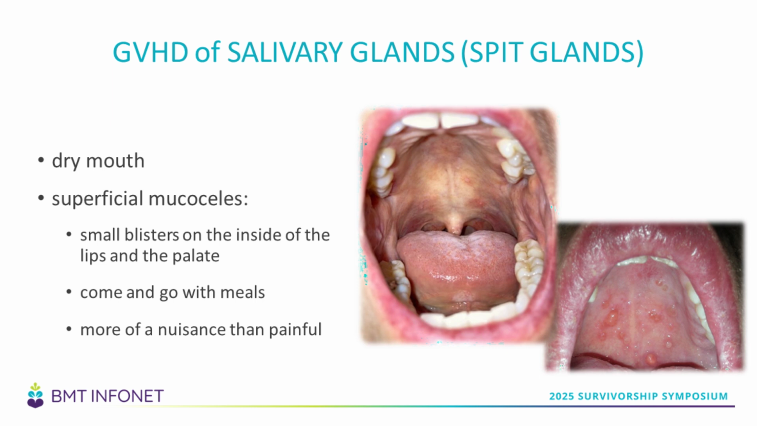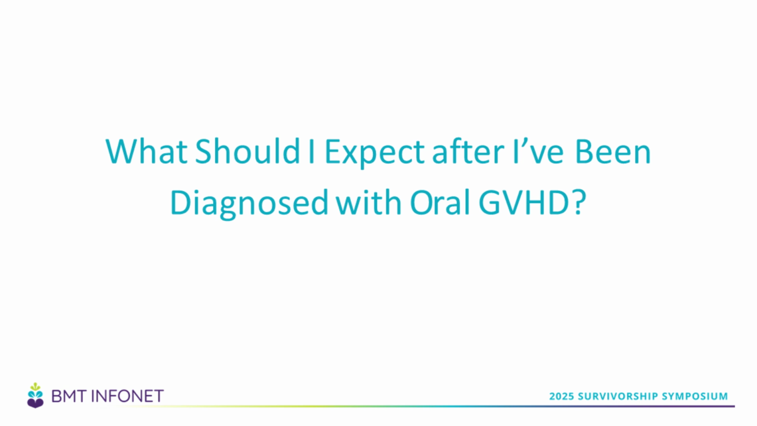What happens in GVHD, for whatever reason, is these glands become temporarily blocked and the saliva doesn't come out. So instead it fills the gland, makes these bubbles, and they burst very easily. They often come and go with meals, and they're more of a nuisance. It's rare that these are painful, but patients will complain about, oh, I eat and I get these bubbles on the roof of my mouth and then they burst and sometimes will make a sore. So that's one part of the effects on salivary glands. The other part will be oral dryness, and I'll speak about that in a few minutes.